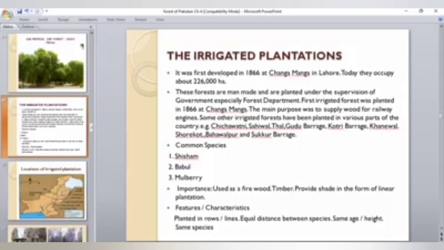Features and characteristics: planted in rows, lines, equal distance between trees, same age, height, and same species. As it is a man-made forest, that is why it is planted in a row at proper distance as well.